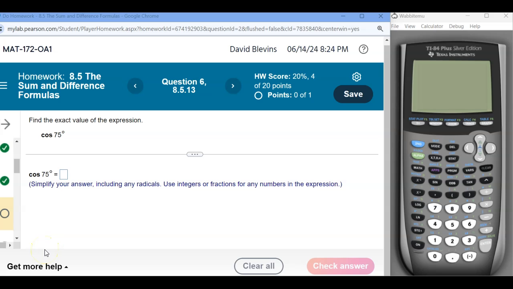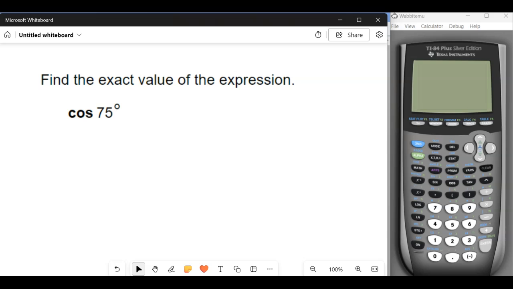Alright, trig class, let's look at this problem where they want us to find the cosine of a non-special angle, but they want us to use radicals, meaning the exact value of the expression. When we do this, we have to realize that there's more than one way to approach this problem. The way I do it and the way that you do it may not be exactly the same.